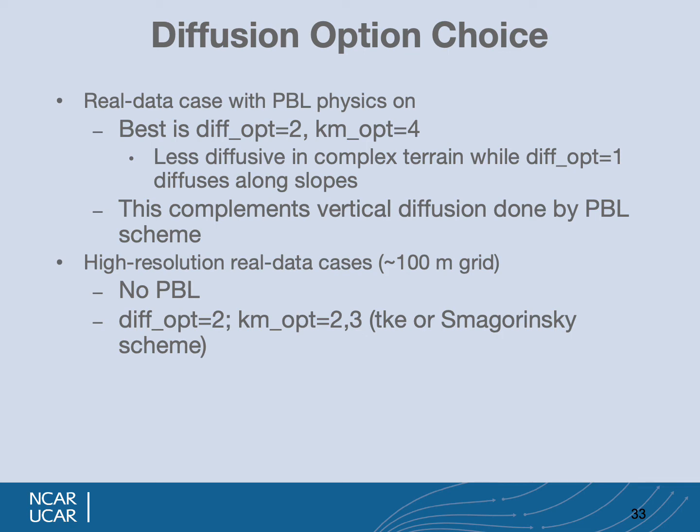In high-resolution real data cases of the order 100-meter grid, you turn off your PBL scheme and you use diff-opt equals 2 with KM-opt equals 2 or 3. This is what we call the LES option.